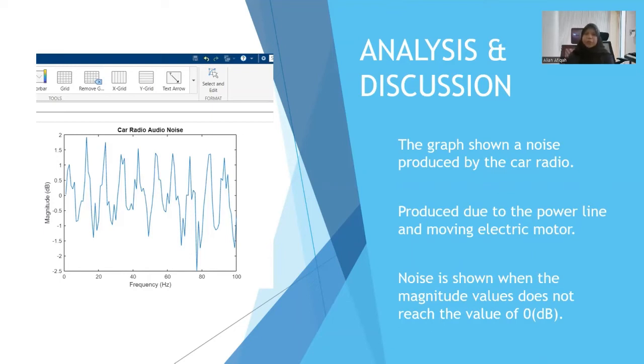I will do the presentation about analysis and discussion for our group project. Okay, the graph at the side that you can see is a graph of car radio audio noise. The noise is produced due to the power line and moving electric motor. Noise is shown when the magnitude values do not reach the value of 0 decibel.